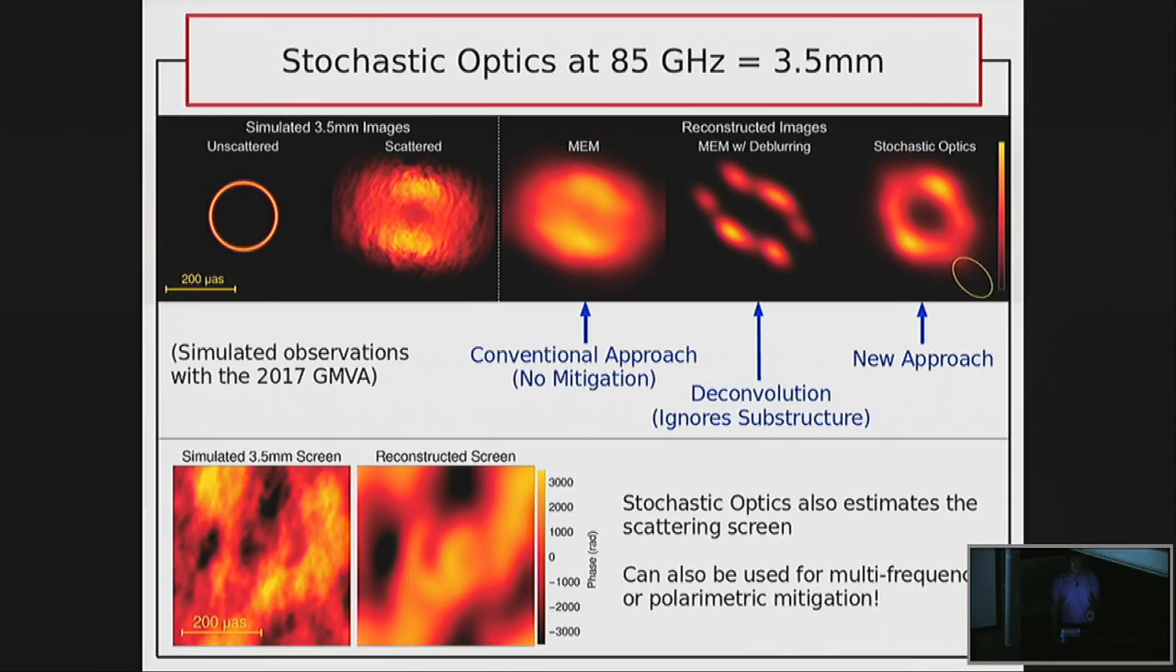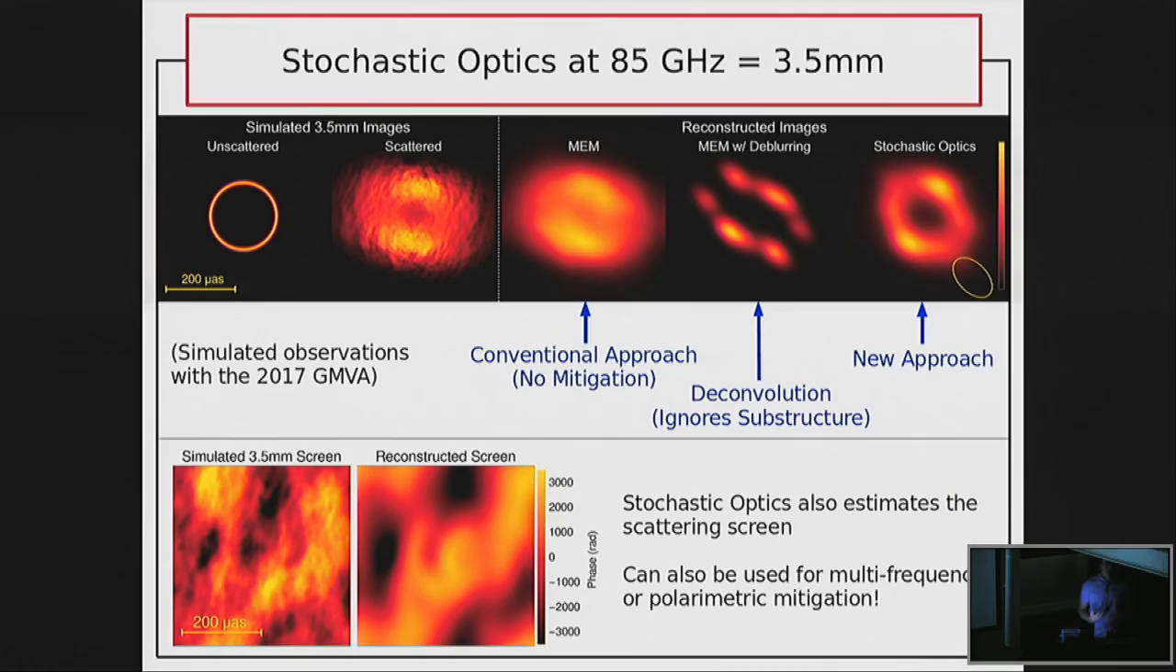So I just want to show you a couple examples of this at work. Here, what I'm showing you are simulated observations. So we take simple images, we simulate the effects of scattering, and then we take the array that we expect to have in 2017, and we sample it and reconstruct images using a variety of techniques. In this case, this is just that ring from before, and after scattering, it doesn't look much like a ring anymore.